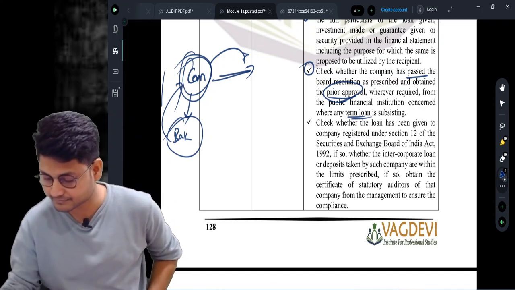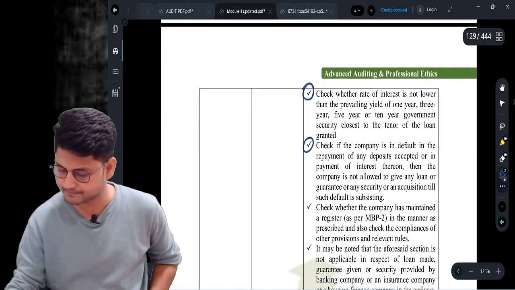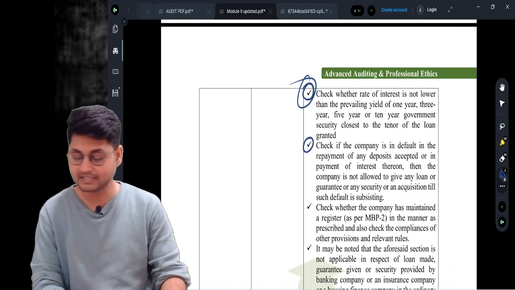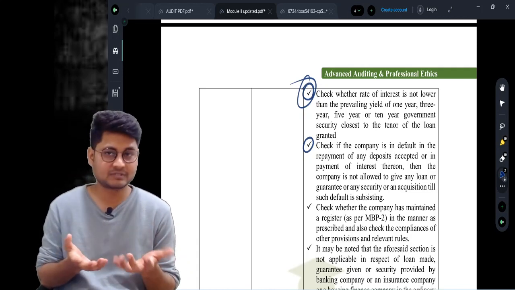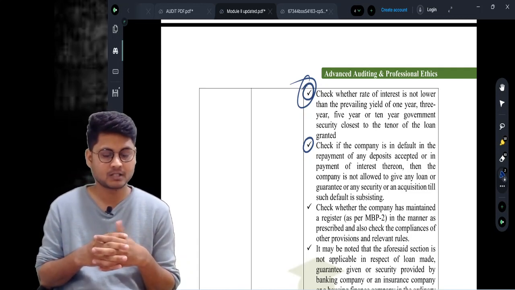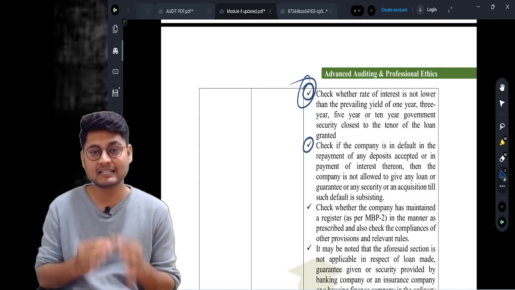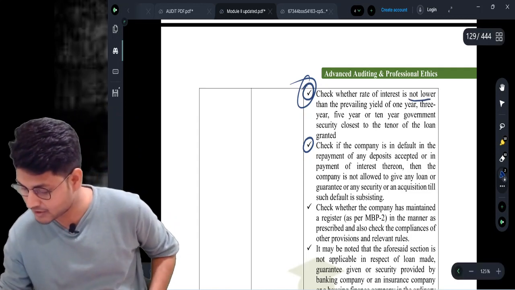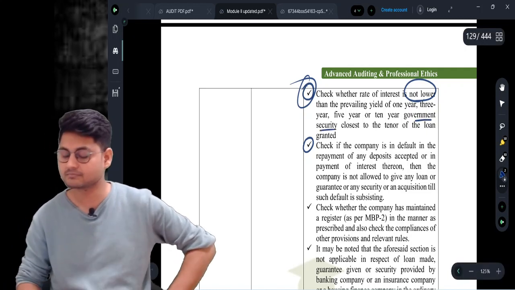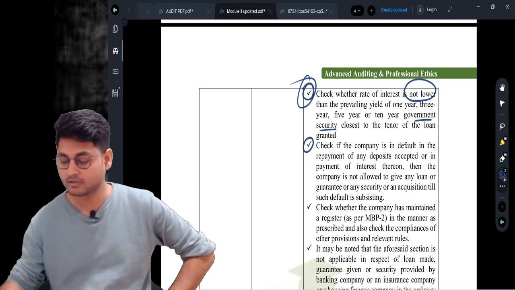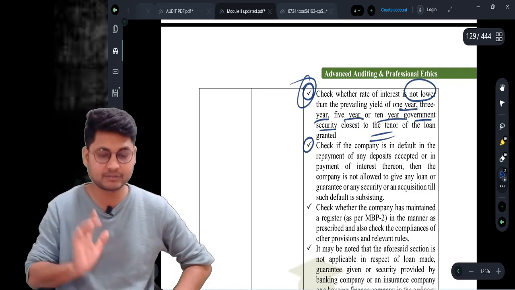So with this point I want to give another important point for you to write in the notes. Next point: companies providing loans to outsiders. The interest rate the company is charging shall not be lower than the prevailing government rate. See, the government security yield rate of 1 year, 3 year, 5 years or 10 years, which is closest to the tenor of the loan. This is what we need to write.